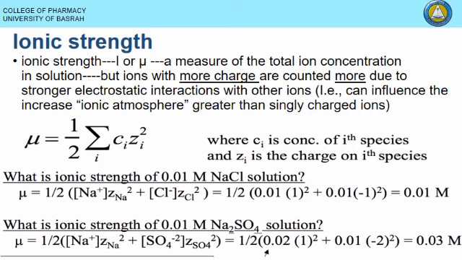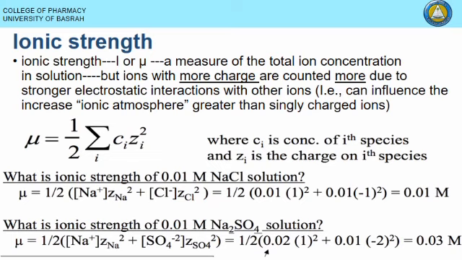But if we take 0.01 molar Na2SO4, what would be the ionic strength? Okay, first we have the dissociation equation of Na2SO4, which gives us 2Na plus and 1 SO4. The concentration of Na would be 0.02, and the concentration of SO4 would be 0.01.